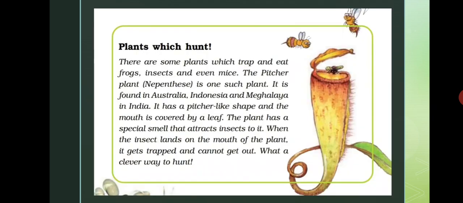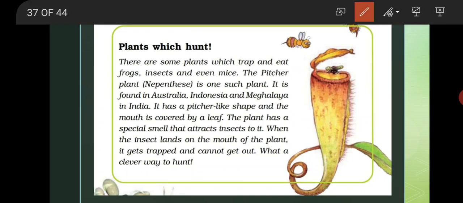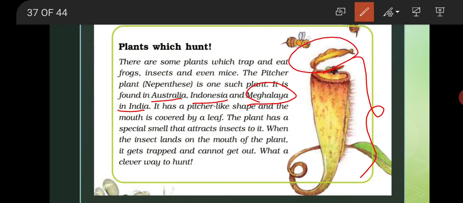Look, there are some plants which trap and eat frogs, insects and even mice. The pitcher plant Nepenthes is one such plant. It is found in Australia, Indonesia and Meghalaya in India. Students, Australia is a separate country, Indonesia is another country, and Meghalaya is a state in India. It has a pitcher-like shape and the mouth is covered by a leaf. The plant has a special smell that attracts insects. When the insect lands on the mouth of the plant, it gets trapped and cannot get out. What a clever way to hunt.